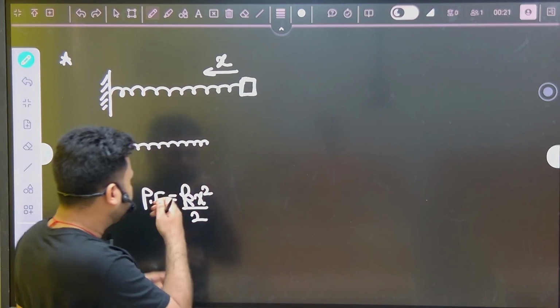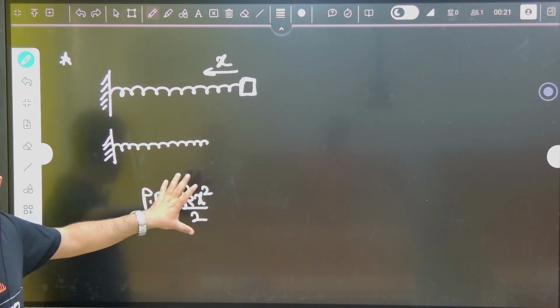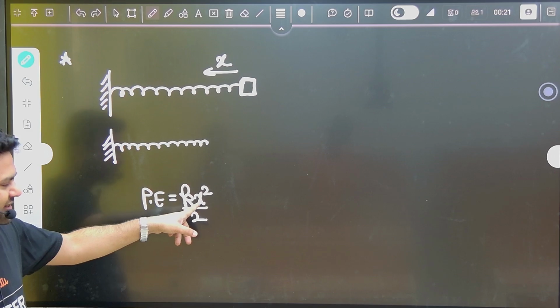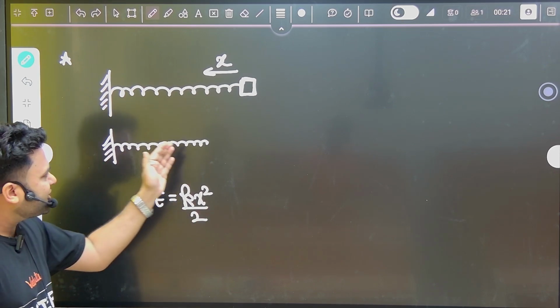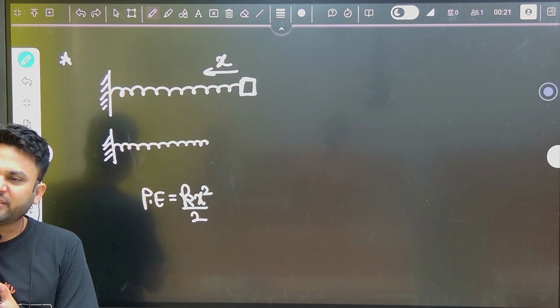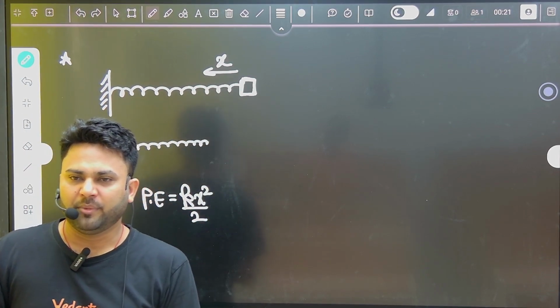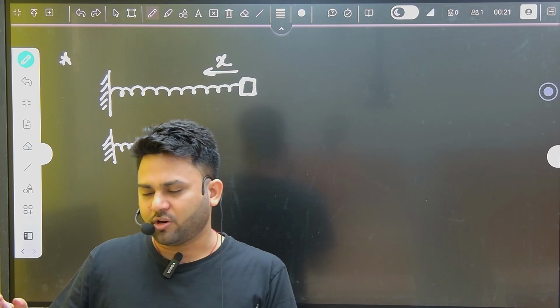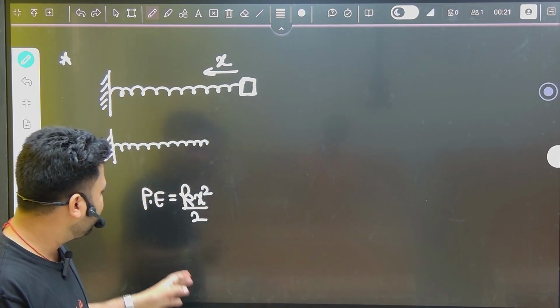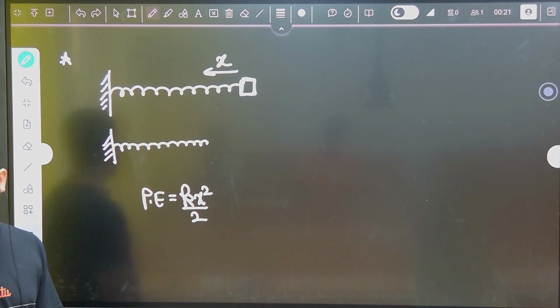So here, if a spring is compressed, it has some energy. This energy, its formula is kx square by 2. Correct? Whether it is compressed or whether it is elongated. Means if you disturb it from its natural length, either you compress or you elongate by x, the potential energy stored is kx square by 2.